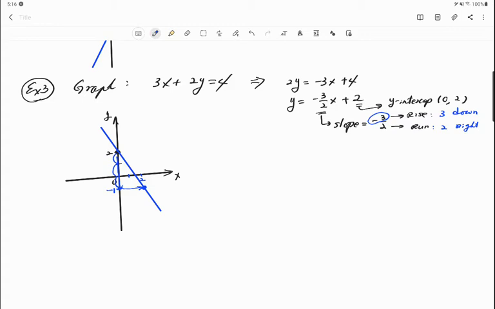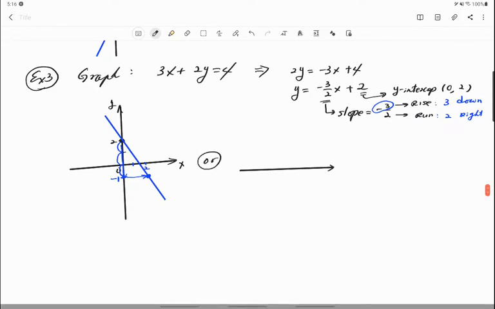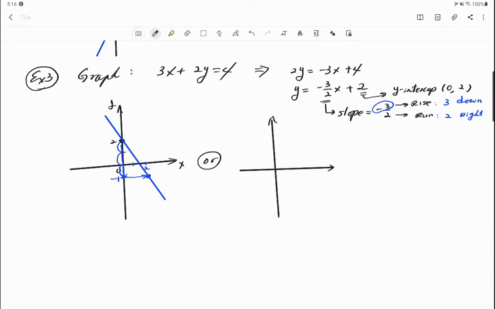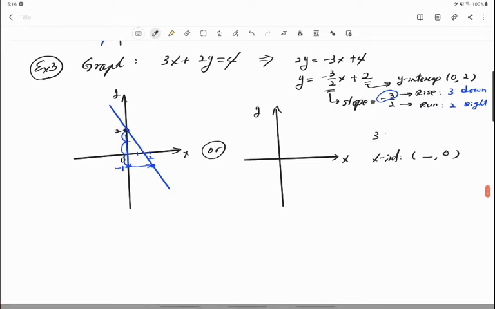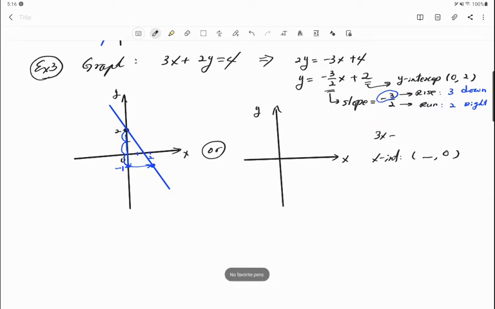But is there any other way to graph it? Yes, you can use the x-intercept and y-intercept. You can find the x-intercept and y-intercept and connect, right? How do you find the x-intercept? Set the y value equal to 0. So here's 3x plus 2y equals 4. Okay, I'm going to use a different method to draw a graph.